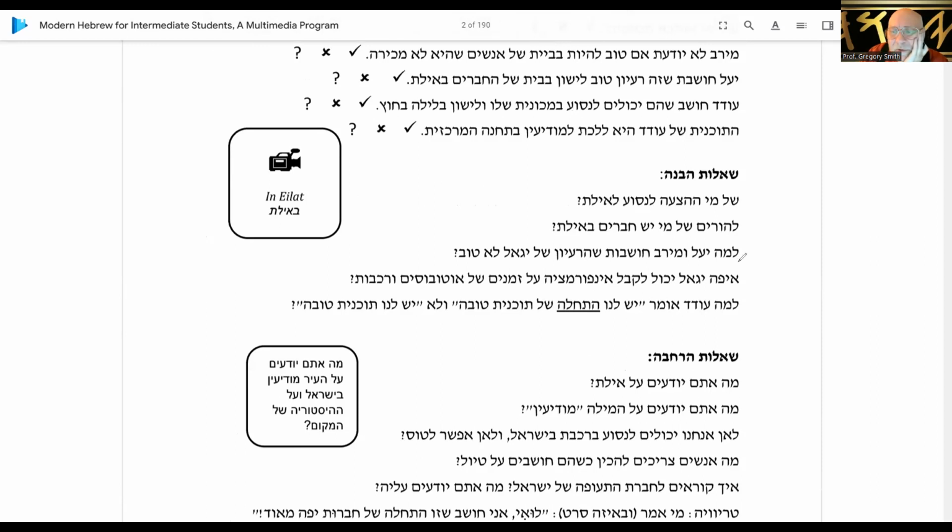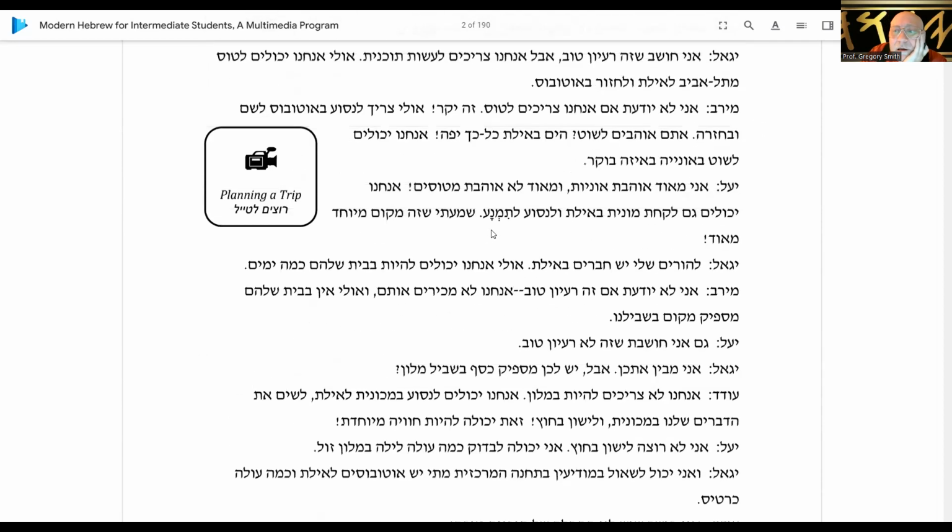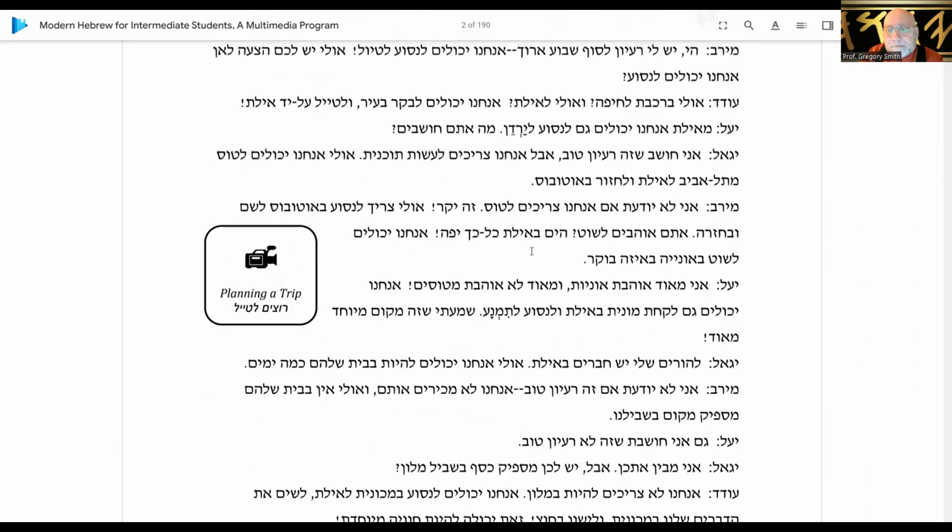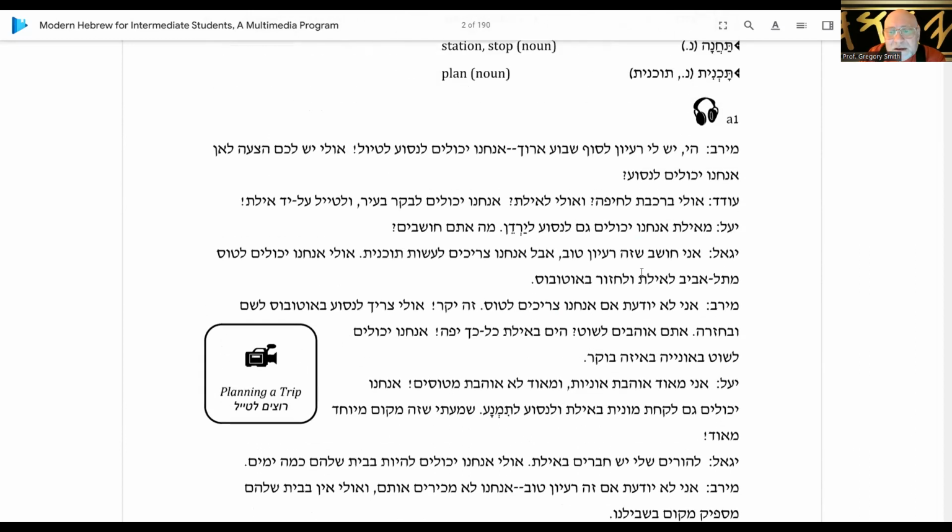Okay, so lama Yael v'mirav Hoshibot. So why do Yael and Mirav think the idea of Yigal's is not good? Because it's flying and somebody's scared of flying. So let's find out who's scared of flying. Somebody doesn't like to fly. So I think it's either going to be Yael or Mirav.